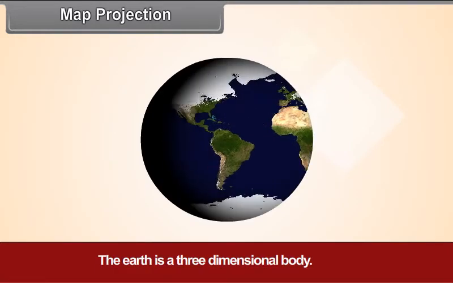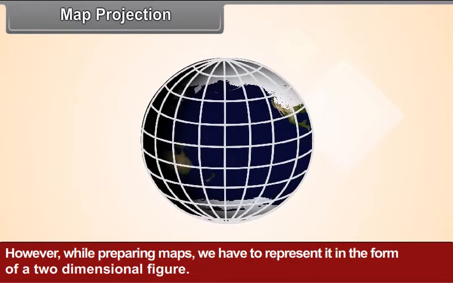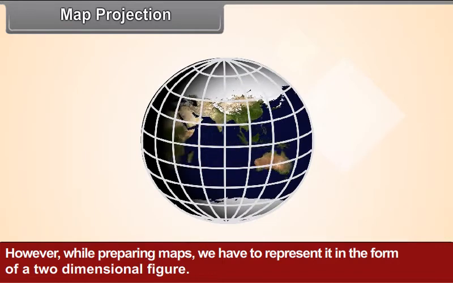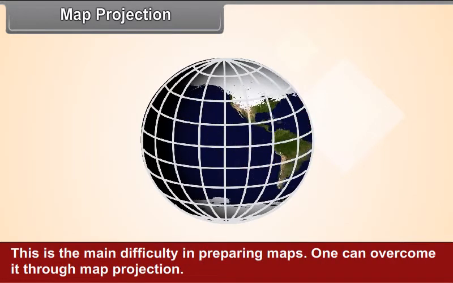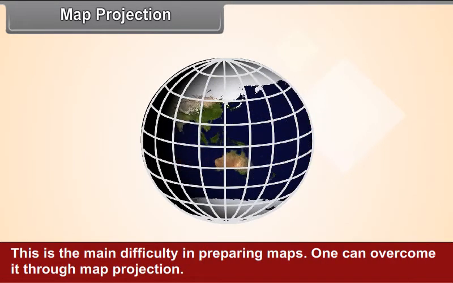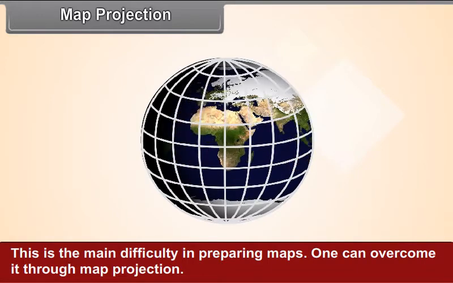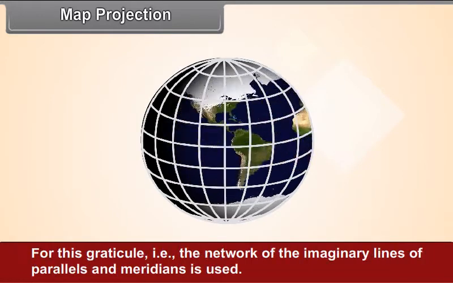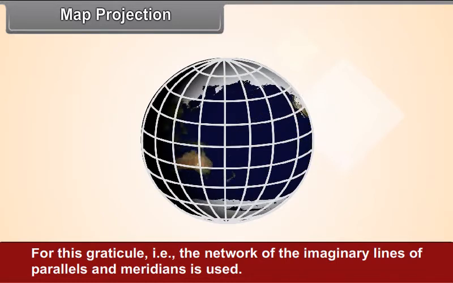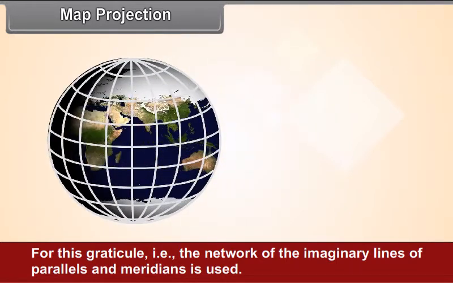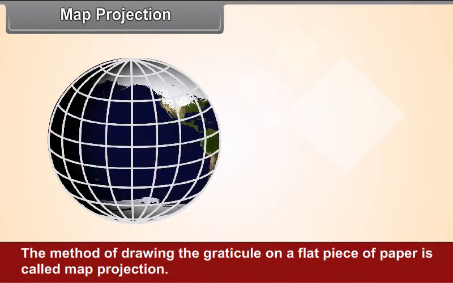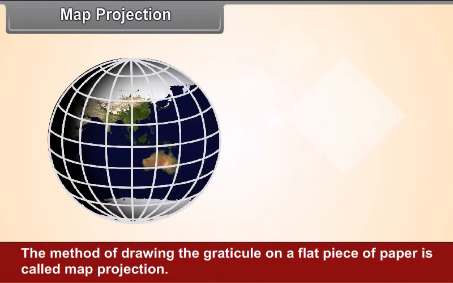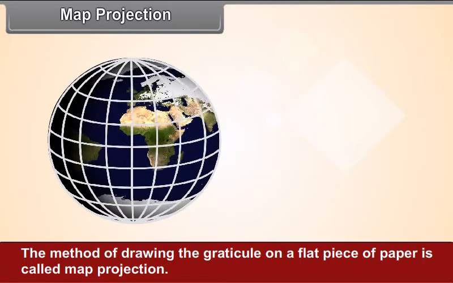Map projection. The Earth is a three-dimensional body. However, while preparing maps, we have to represent it in the form of a two-dimensional figure. This is the main difficulty in preparing maps. One can overcome it through map projection. For this, the graticule, that is, the network of the imaginary lines of parallels and meridians, is used. The method of drawing the graticule on a flat piece of paper is called map projection.